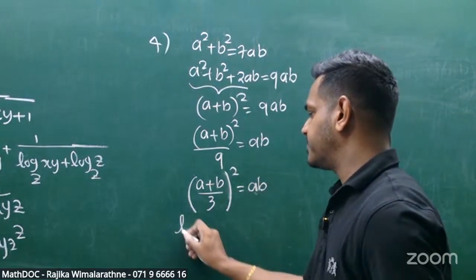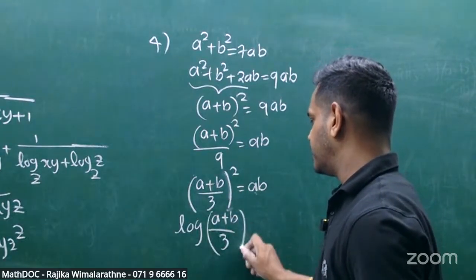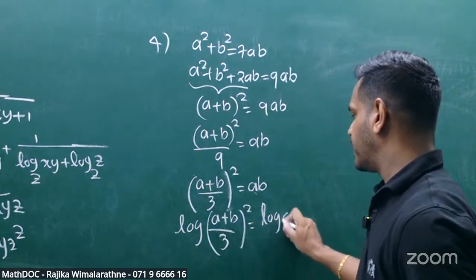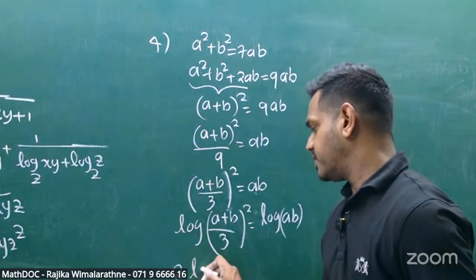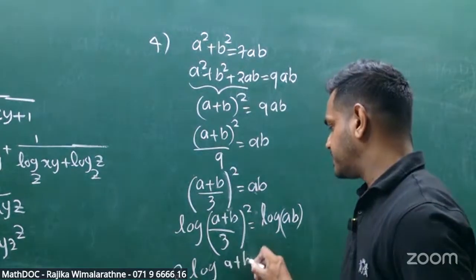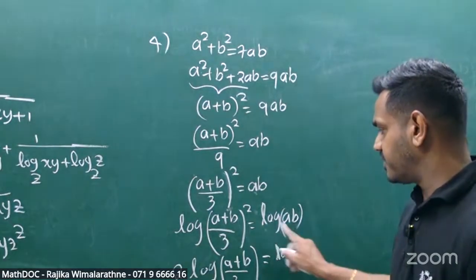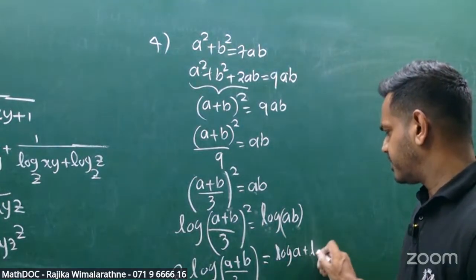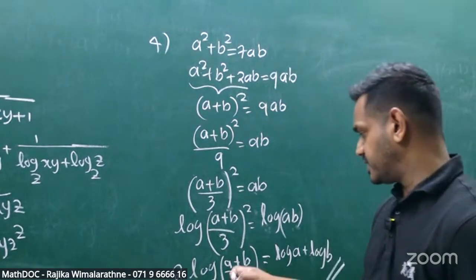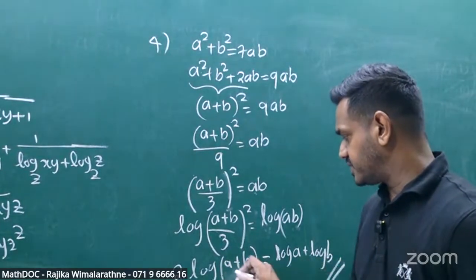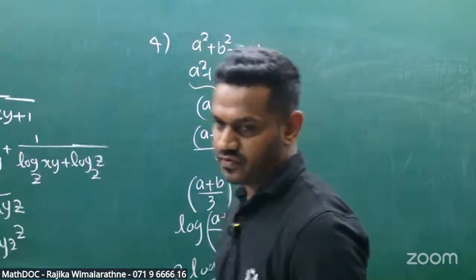Now put logarithms. Log of (a plus b over 3) squared equals log ab. Now this power we can write at the beginning: 2 log of (a plus b over 3). Then log addition means product, log of a product means addition. That's it. a plus b over 3, okay? So that is question number 4.